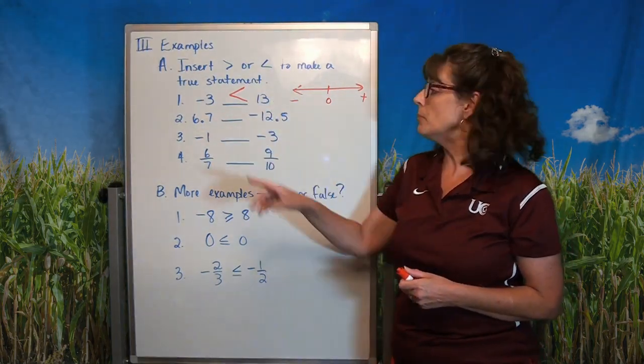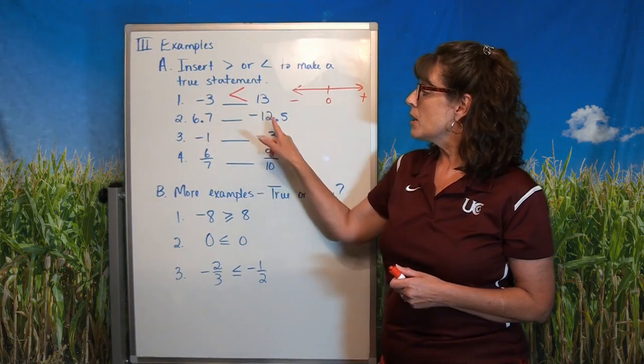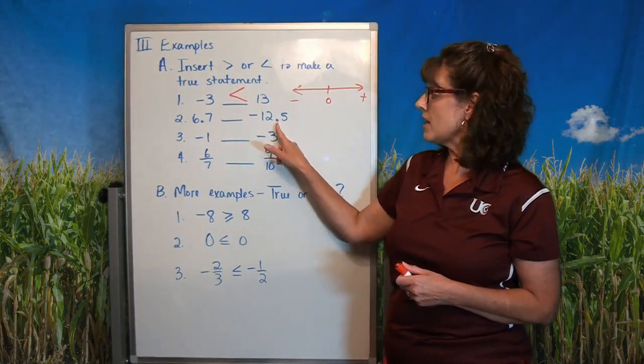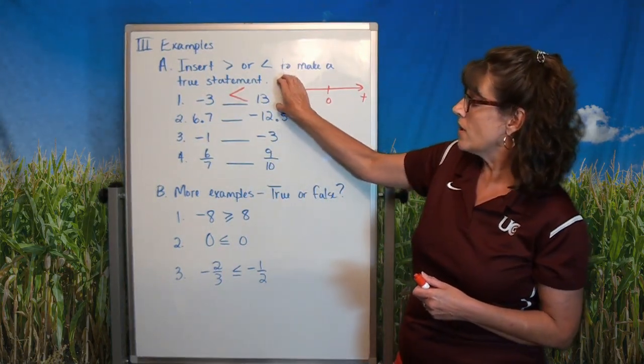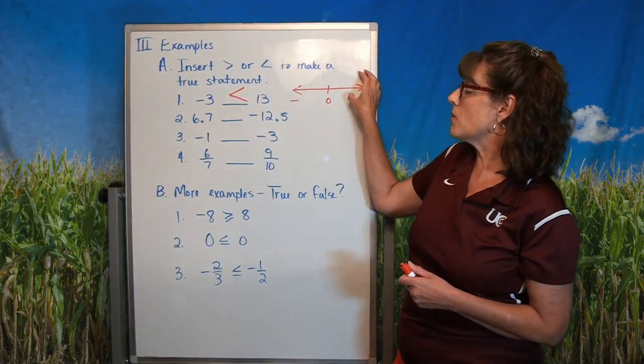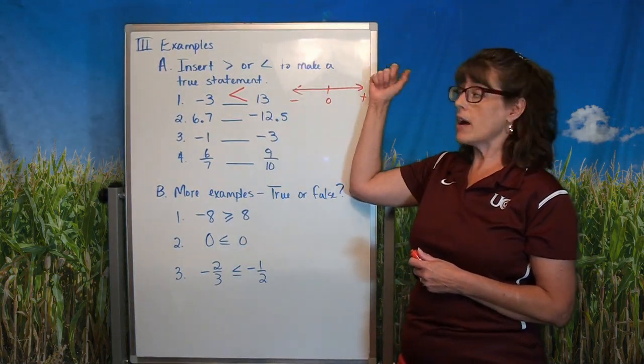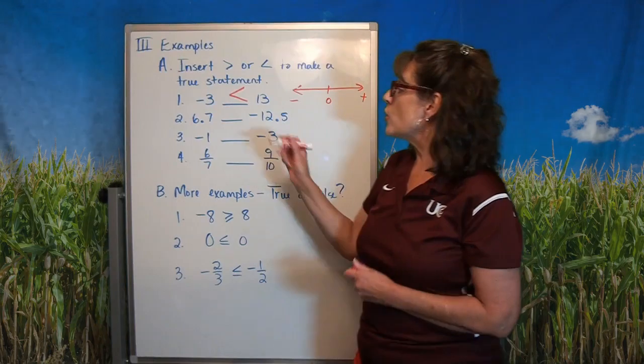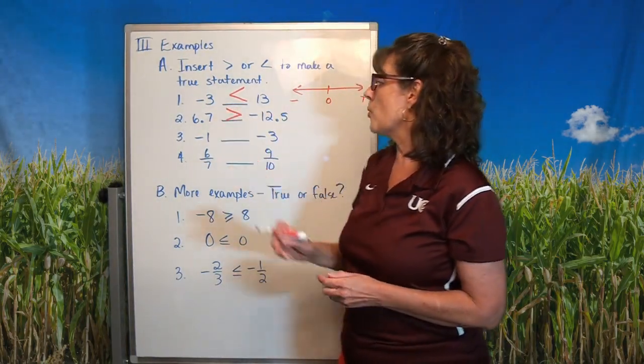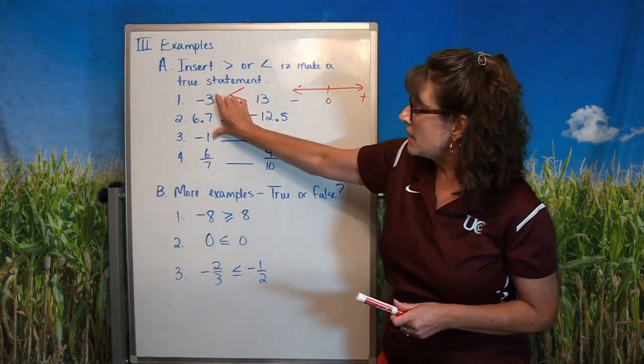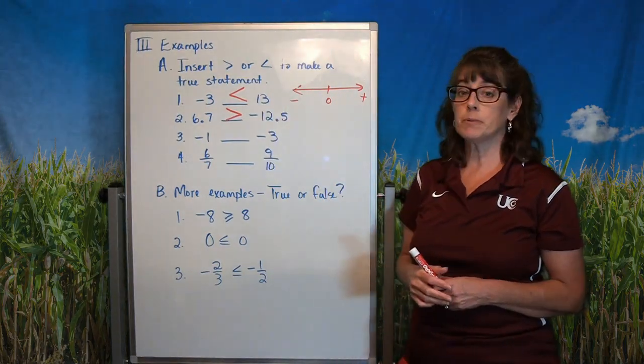Now let's take a look at this one. 6.7 compared to a -12.5. Again, that -12.5 is going to sit down here. The 6.7 is going to sit up here. Everything over here is bigger. Everything down here is smaller. So the small end is going to go with the small number. Big end with the big number, small end with the small number.